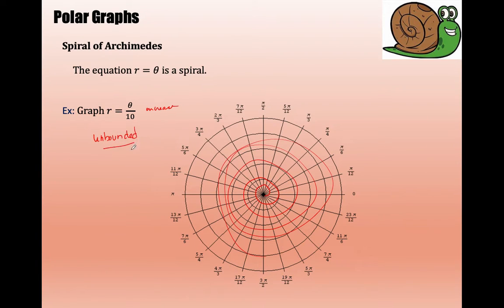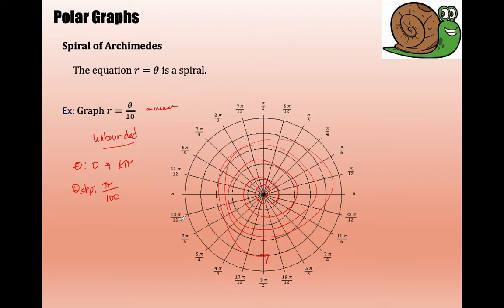This is unbounded, so it just keeps growing and growing, right? The spiral just keeps going and going and going. So you need to make your theta on your calculator go from 0 to, I don't know, maybe 6 pi or something like that to be able to see it. And also make your theta step kind of small, like pi over 100 maybe, and see if you see your spiral.